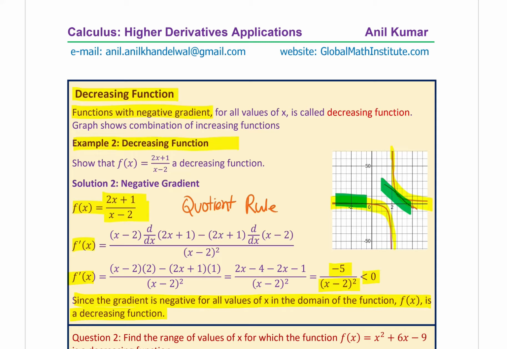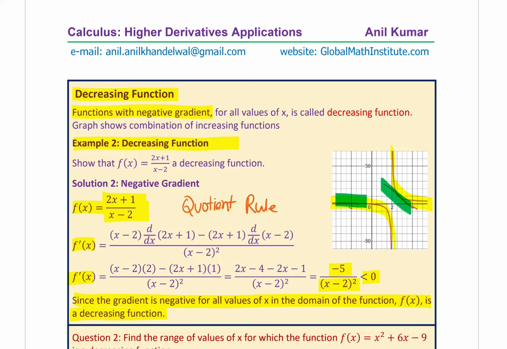Perfect. So at this stage, you are very familiar with the power rule, the product rule, the quotient rule. You know how to find the derivatives. Find the derivative of the function and try to simplify it. Once you simplify it, you can always see that if the function is a decreasing function, then the derivative is less than 0 for all values of x in the domain.